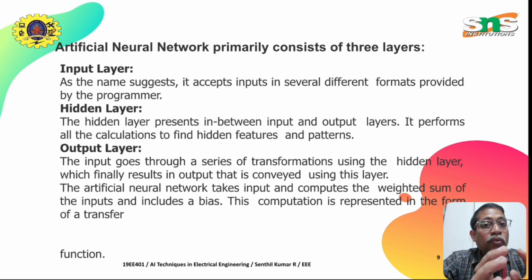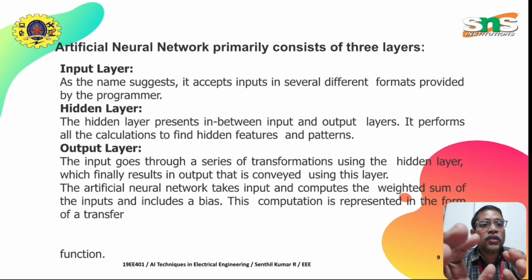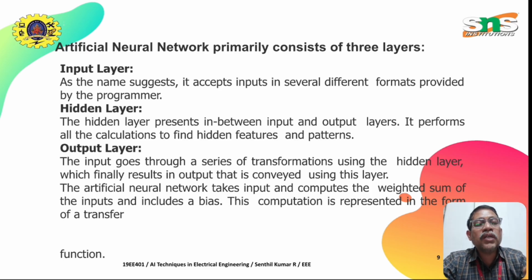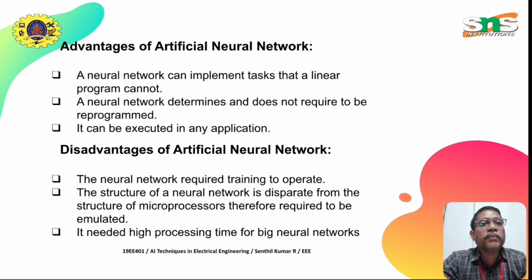The hidden layer computes the weighted sum of the number of inputs, including the biasing value. And generally these computational equations are represented in terms of a transfer function.